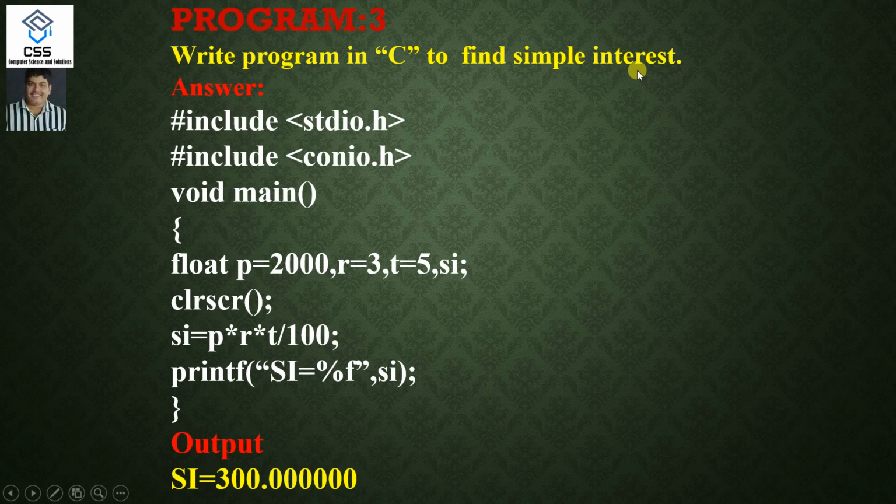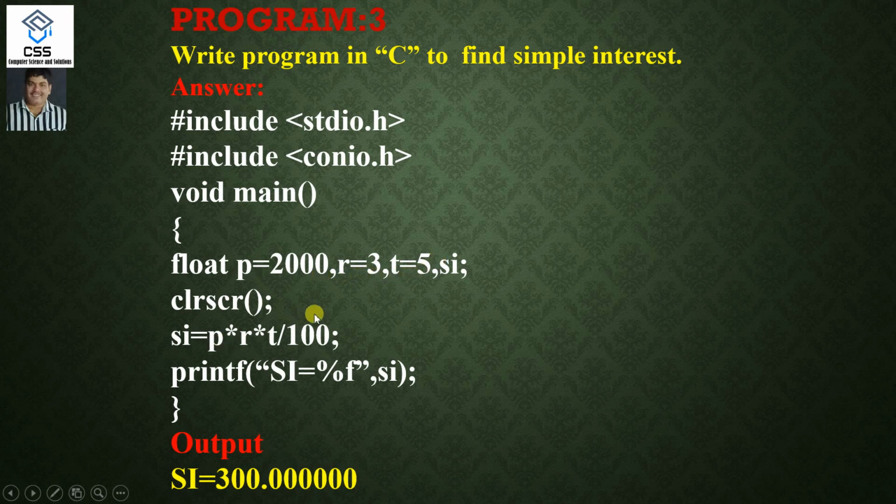Then the third program, you have to find out the simple interest. For simple interest we know there is a formula: principal amount into rate of interest into time by 100 we will calculate the simple interest. Hence the logic is written as: a decimal value is required, so the data type is taken as float, p as the principal, r as the rate, t as the time, and the assumption is principal is 2000, rate of interest is 3 and time is 5.